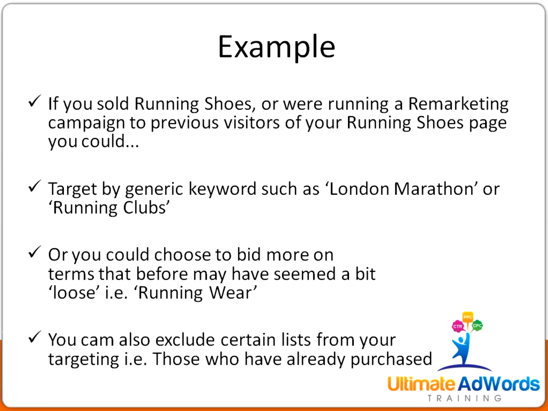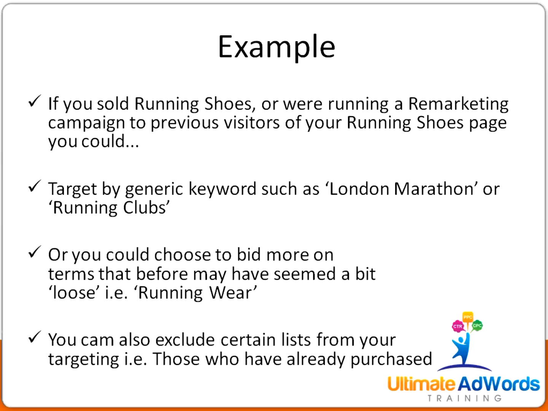So for example, if you sold running shoes, or you had a running shoes page on your website with a remarketing list targeting those people, you could potentially show up for generic keywords such as London Marathon or running clubs, as an example. Keywords that you probably wouldn't have wanted to appear for before, but now because you know that that person has been looking at running shoes and they may be looking to enter the London Marathon, or they're doing their research, wouldn't it be great if you showed them an ad saying, preparing for the London Marathon? Get your running shoes here. So these keywords now have the potential to work because we already know that they are interested in running shoes.